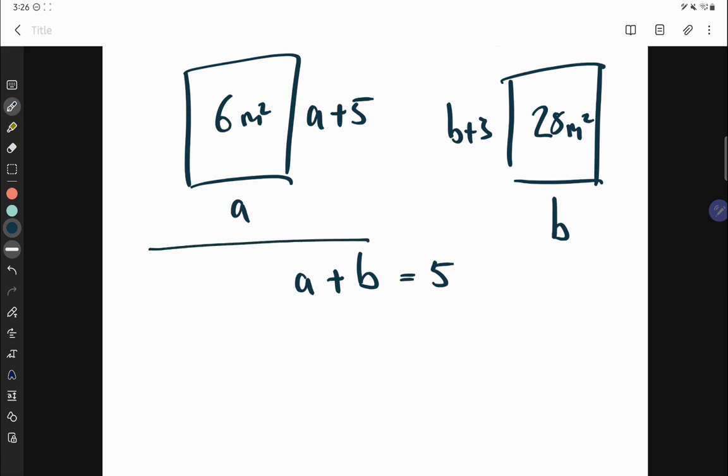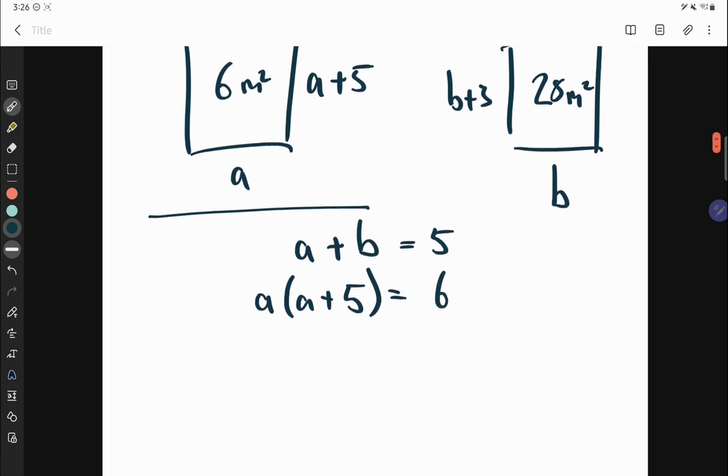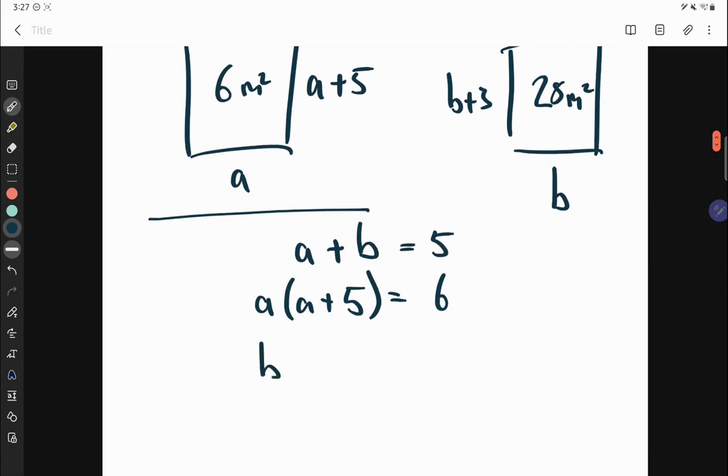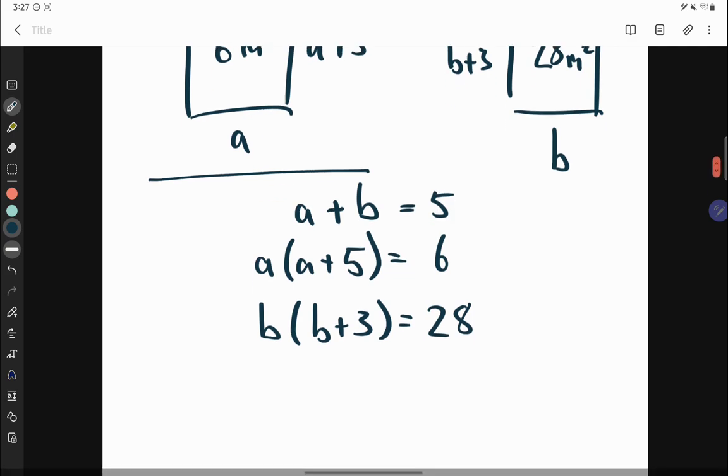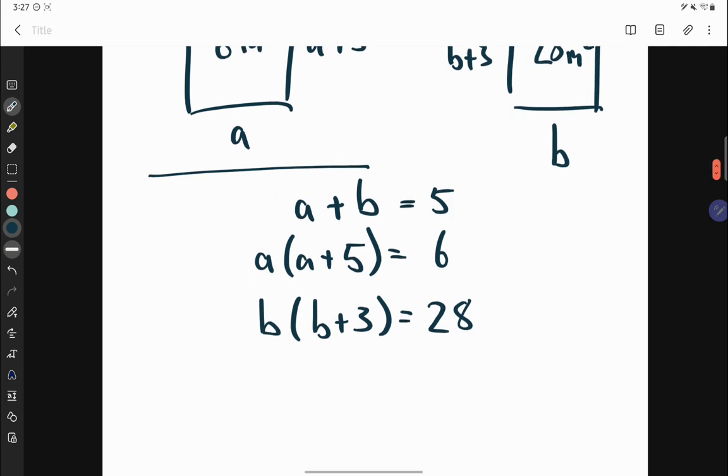Let's make it for plot A. We are saying that the width times the length is the area, which is 6 meters squared. I can do the same thing for the second plot as well. So anyway, we have 3 equations, and I think we can work it out now.